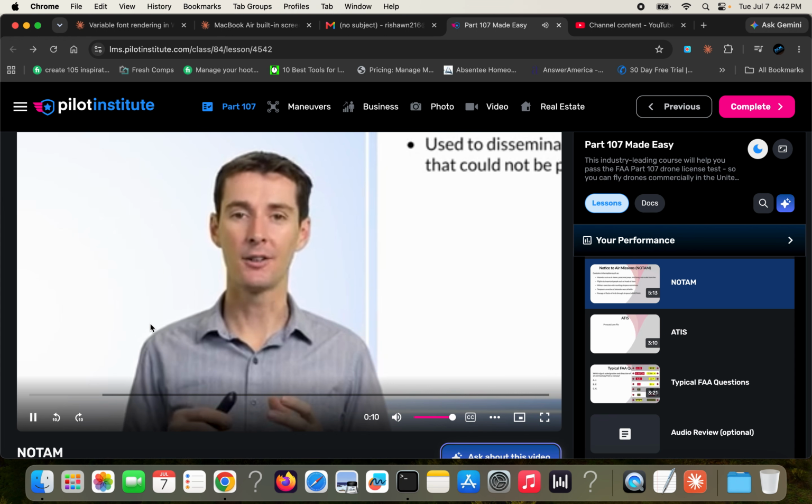FDC NOTAMs are issued by the National Flight Data Center. That's what FDC stands for. And they contain information that includes charts, procedures, and airspace usage. There are some FDC NOTAMs that you need to be aware of in your case, because some of them have to do with TFRs, temporary flight restrictions. Now, some of them have to do with flight procedures, IFR flight procedures, in which case that does not apply to you. But in this case, you really need to understand what's in those FDC NOTAMs.